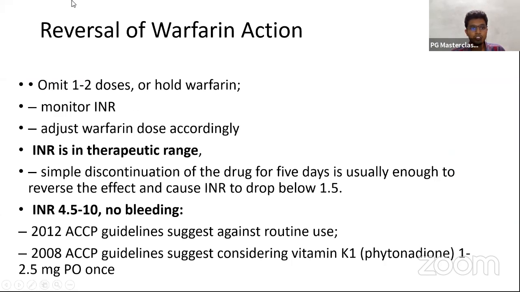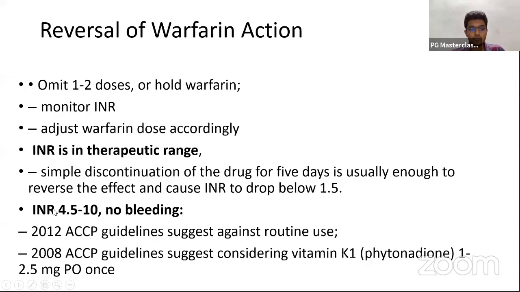Reversal of warfarin action and toxicity. When a patient comes with warfarin toxicity and bleeding, we omit the first 1 to 2 doses or hold warfarin and monitor INR. We adjust the warfarin dose accordingly. If the INR is in therapeutic range and we want to reverse the action of warfarin, simple discontinuation of the drug for 5 days is usually enough to reverse the effect and cause INR to drop below 1.5.